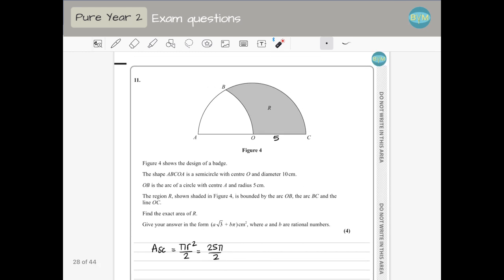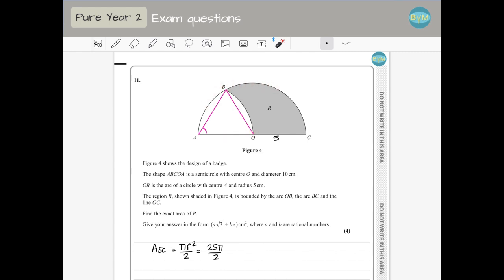Now, to find this area, we have a couple of options. I'm going to show you. So remember, this is a sector because they are telling us OB is the arc of a circle. So this bit here is a sector. If we find this angle, we will be able to find the area of the sector. So this is 5 because it's the radius of this semicircle. This is 5 because this is an arc of a circle from here. So these two are 5. And this is going to be 5 as well because again it is the radius of the semicircle.